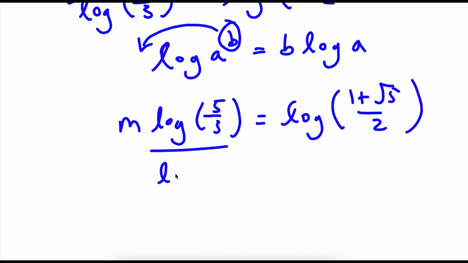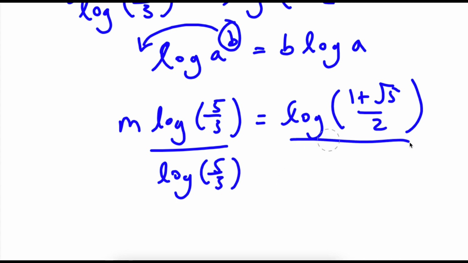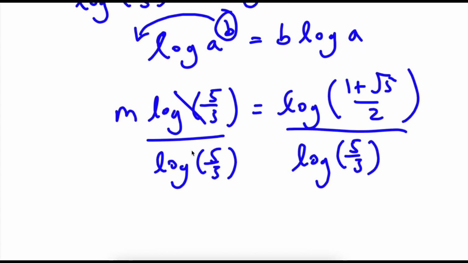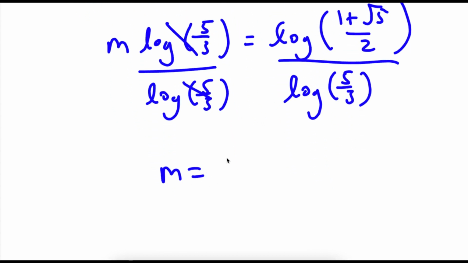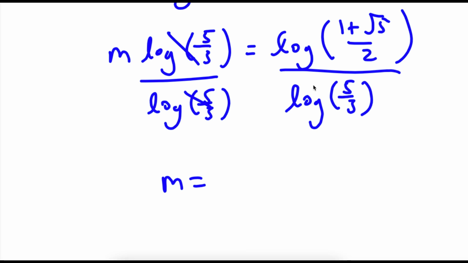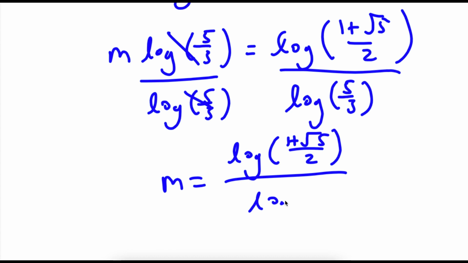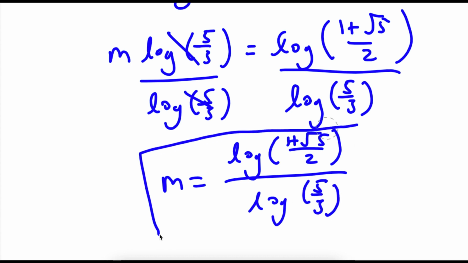Now I'm going to divide both sides by log of 5 over 3. These two will cancel out, and I'll be left with m is equal to log of 1 plus the square root of 5 over 2, over log of 5 over 3. So this is our answer.